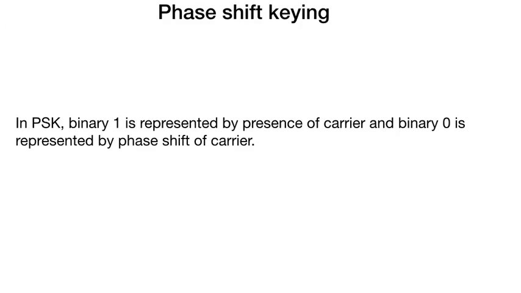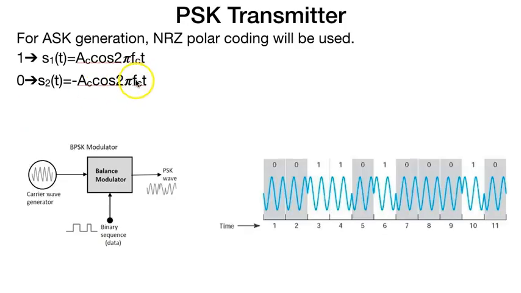Phase shift keying. In phase shift keying, binary 1 is represented by presence of carrier and binary 0 is represented by a phase shift of carrier by pi. Actually, if you add cos 2 pi FCT plus pi, then it will be minus cos 2 pi FCT. This minus is obtained by a phase shift.